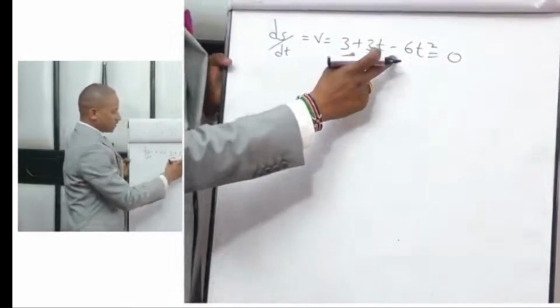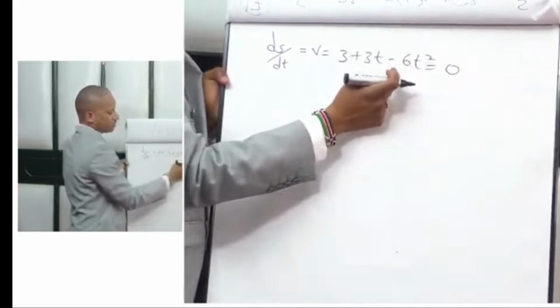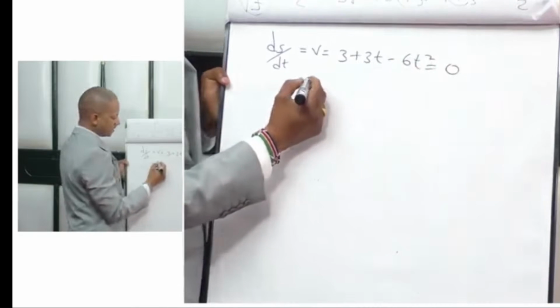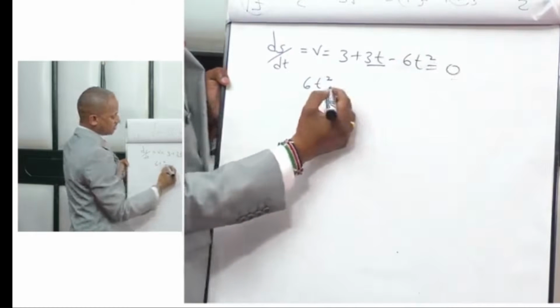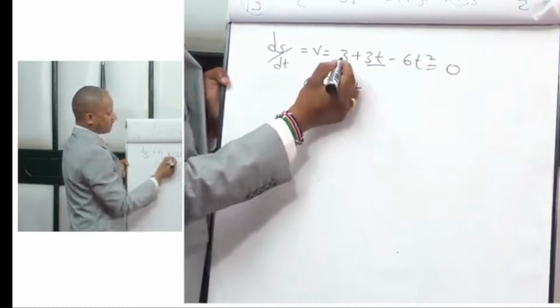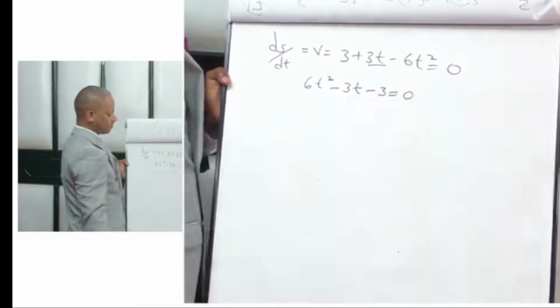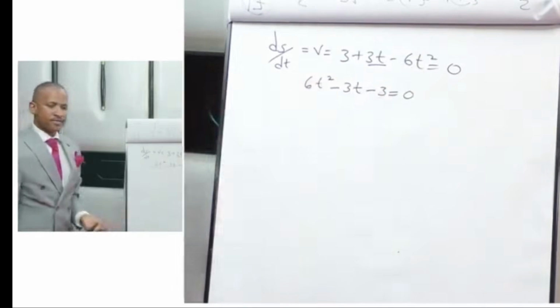So I want us to rewrite this nicely. I want this to be positive. For it to be positive, it just crosses to this side, it becomes 6t squared. Then when 3t crosses to the other side, it becomes minus 3t. Then when 3 crosses to the other side, it becomes minus 3, equals 0. Then this is a quadratic equation.